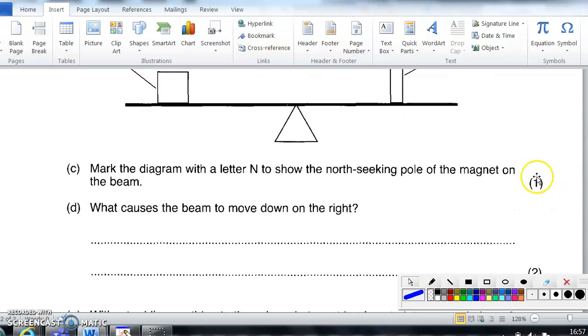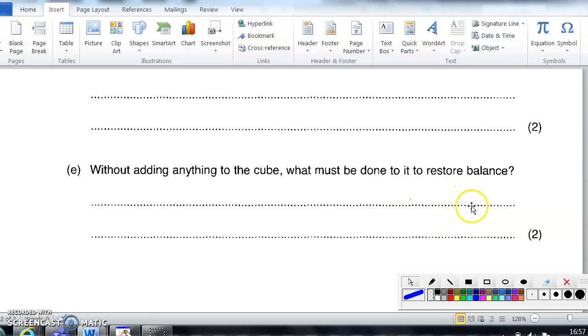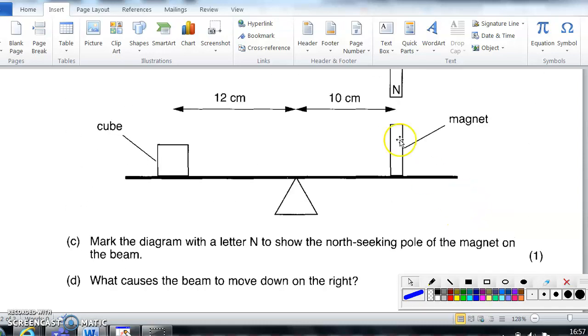What causes the beam to move down on the right? So why is this moving down here? 2 marks, so we need to mention repulsion. You can talk about, like poles repel, and you can say that that force pushes down the beam. Without adding anything to the cube, what must be done to restore the balance? It's pushing down on this side, so in order to balance it, you're going to have to move the cube further this way. You can't add any more weight to it. Bearing in mind we're getting 2 marks, you can't just say move it. You would say move it away from the pivot, or move it to the left so that it balances.